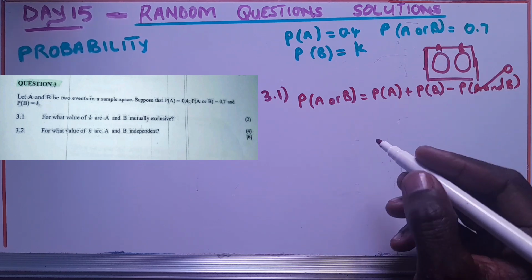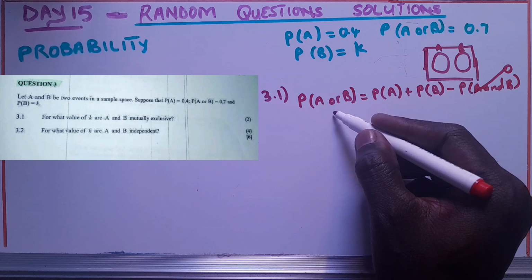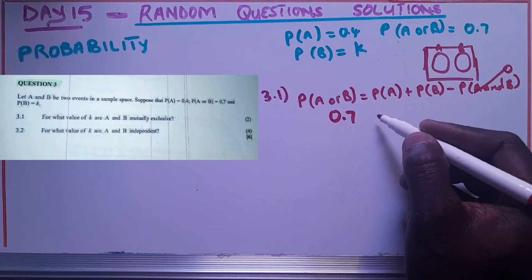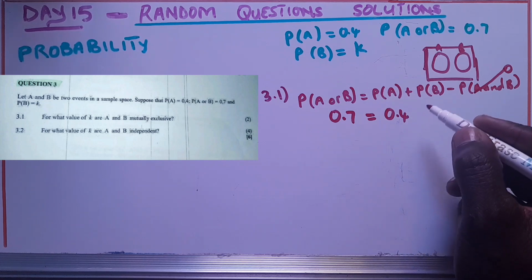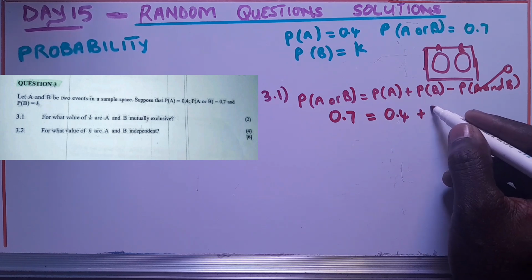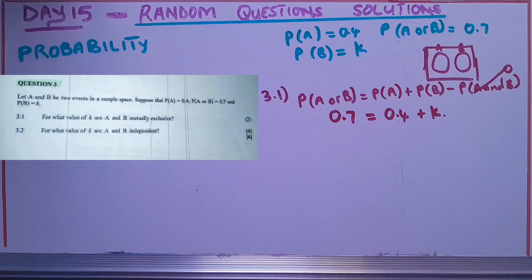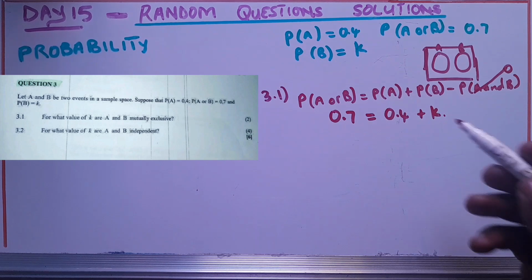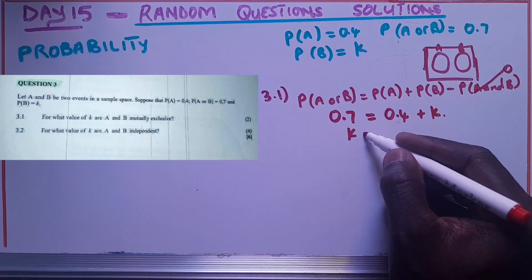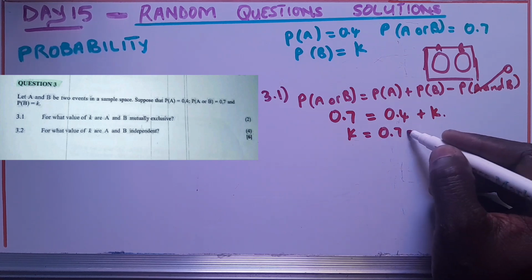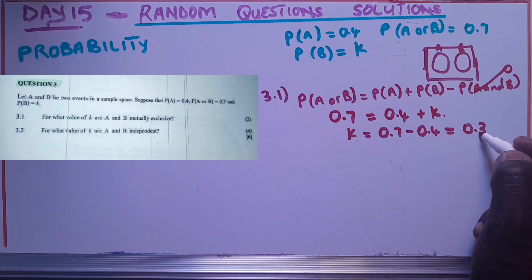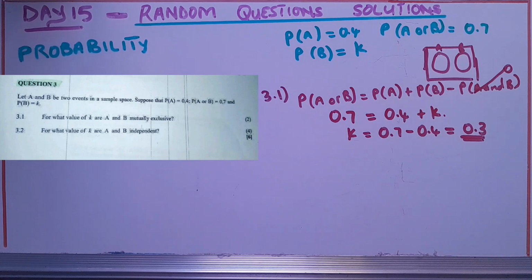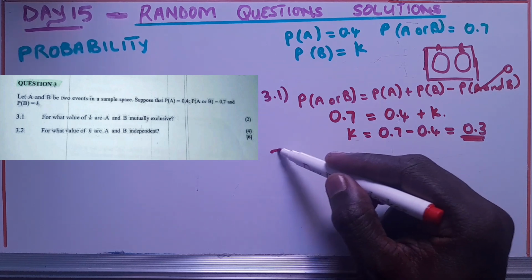So what is our probability of A or B? It is 0.7. So we're going to put 0.7, and the probability of A being 0.4, and the probability of B being K. So we are going to solve for K in that situation. This can come to this side, so our K now becomes 0.7 minus 0.4, which gives us 0.3. So that's how we can solve this. We are solving for the unknown, right?